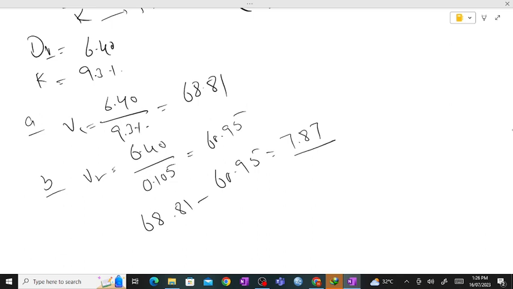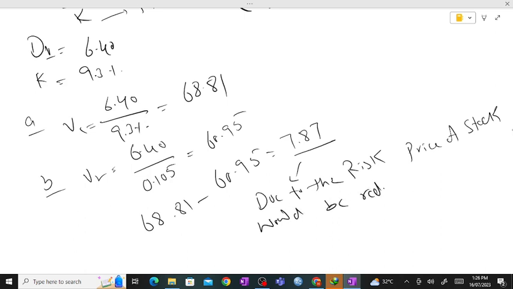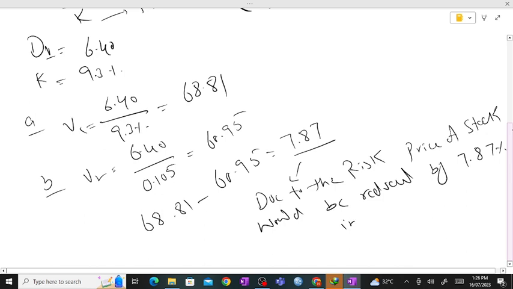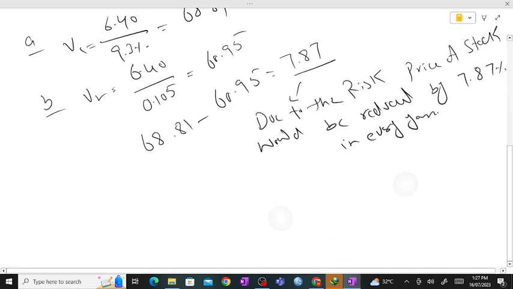So what is the indication? Due to the risk, the price of the stock would be reduced by 7.87% every year. So this is the indication of the 7.87% change in the value for preferred stockholders.